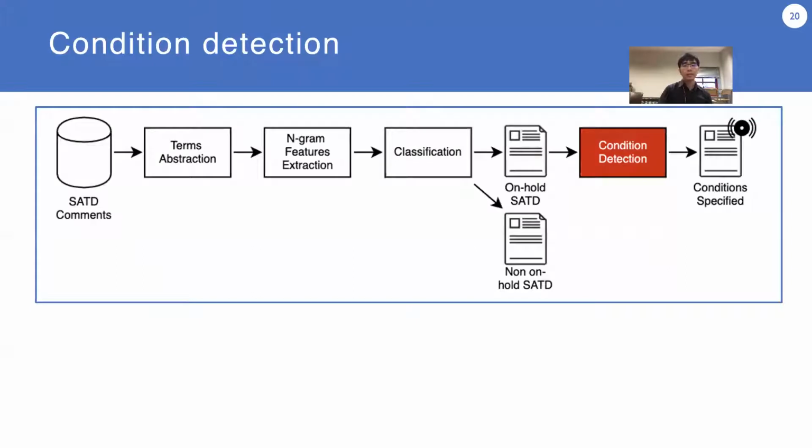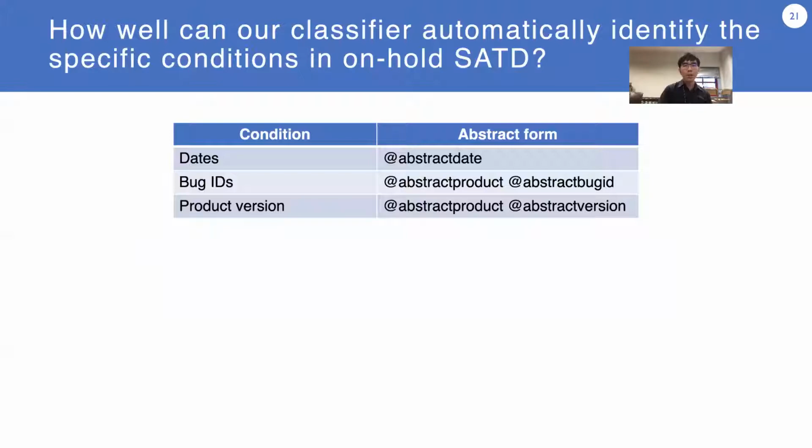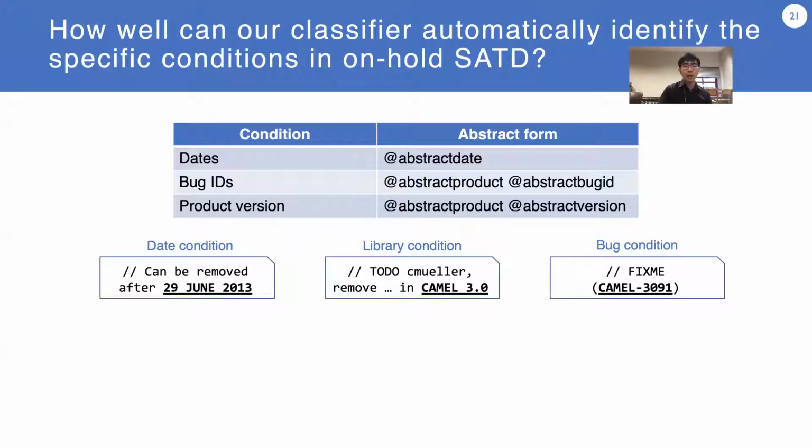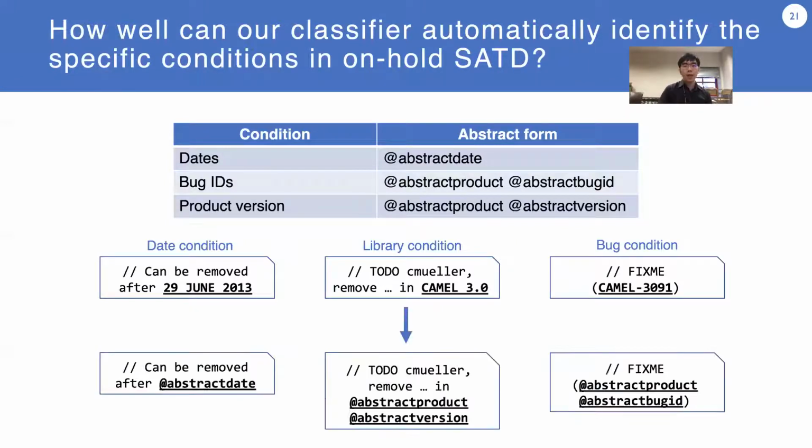And the final step is the condition detection. We ask how well our classifier can automatically identify the specific condition in the on-hold SATD. During the annotation, we found that the patterns are related to, first, waiting for a bug to be fixed. Second, waiting for a new version of a library. Third, waiting for a certain number of days to pass. This is an example of each type and what it looks like when abstracted.